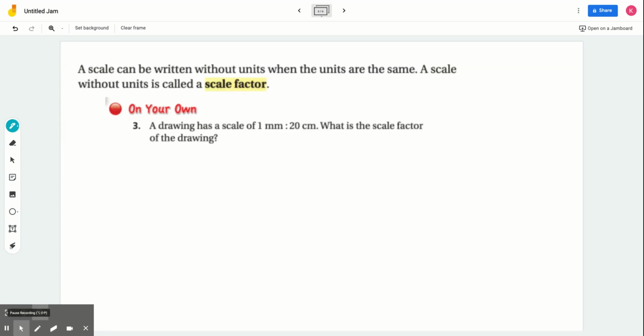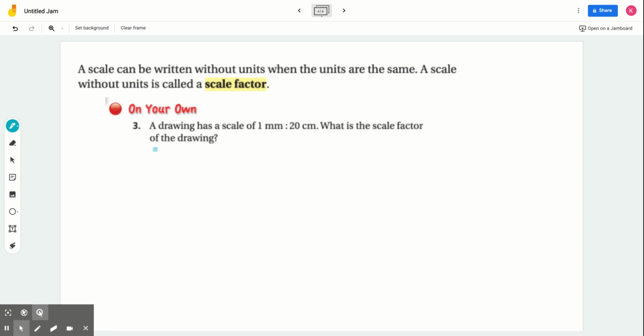A scale could be written without units when the units are the same. A scale without units is called a scale factor. So when we're comparing two values with the same units. So a drawing has a scale of 1 millimeter to 20 centimeters. What is the scale factor of the drawing? So we need to get them to have the same units.